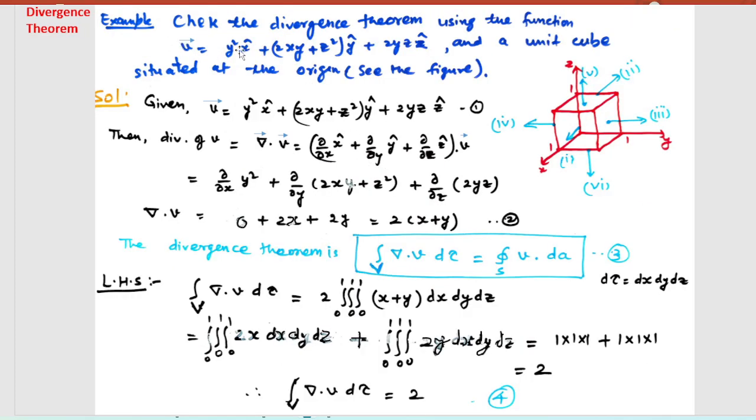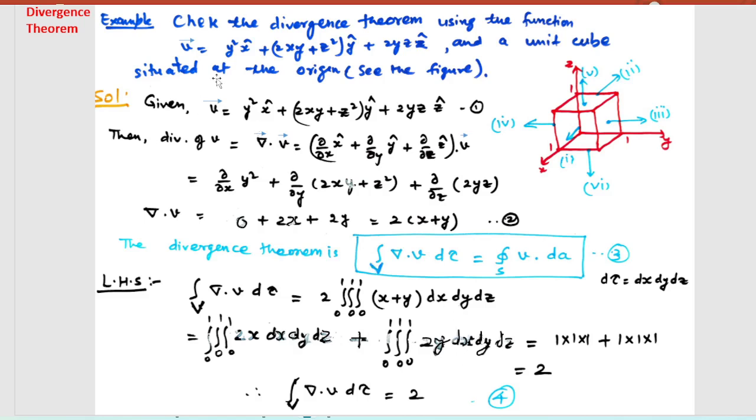Now we have an example. We have to check the divergence theorem for the vector function B equal to y square x cap plus 2xy plus z square y cap plus 2yz z cap, for a unit cube situated at the origin. In this figure we can see it. Unit cube means all the dimensions are of unit 1. A cube has 6 faces, and the volume element of the cube is d tau equal to dx dy dz.